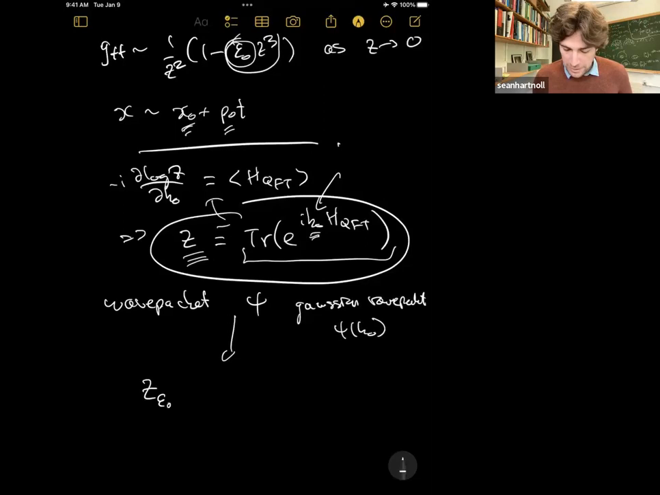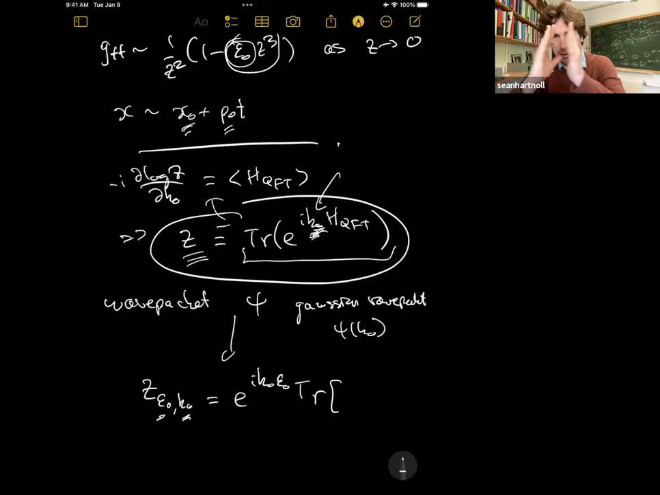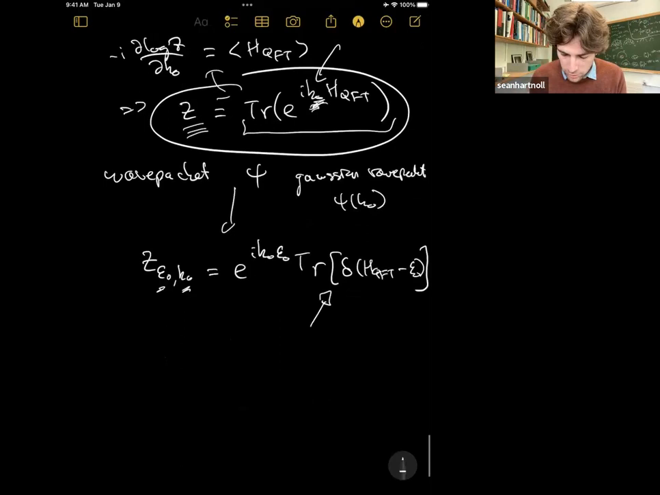the wave packet was labeled by an epsilon zero and a k0, right? Here we only have one constant, but when we build the wave packet, we have two. And what you find is there's a phase. It's not too important. And then there's a trace, and then we make the wave packet very narrow. So I'll just write it as a delta function instead of a Gaussian. But it's a very strongly peaked Gaussian. Delta of H_QFT minus epsilon zero. What is this? This is a microcanonical partition function. Okay, which I think makes complete sense.